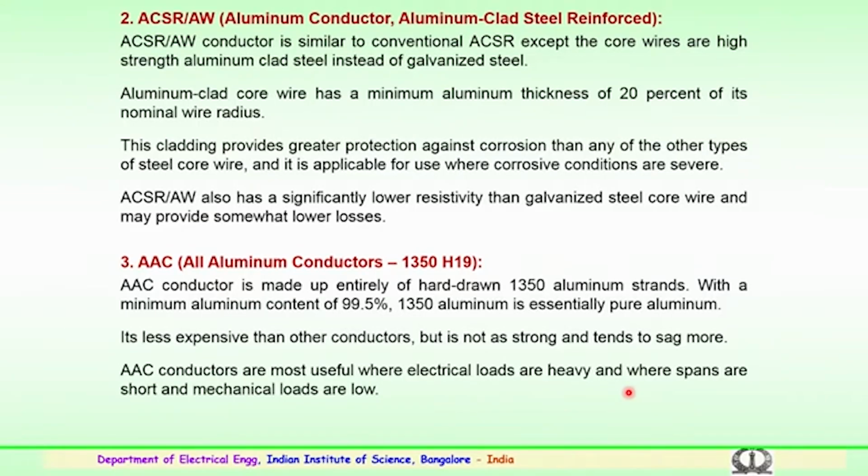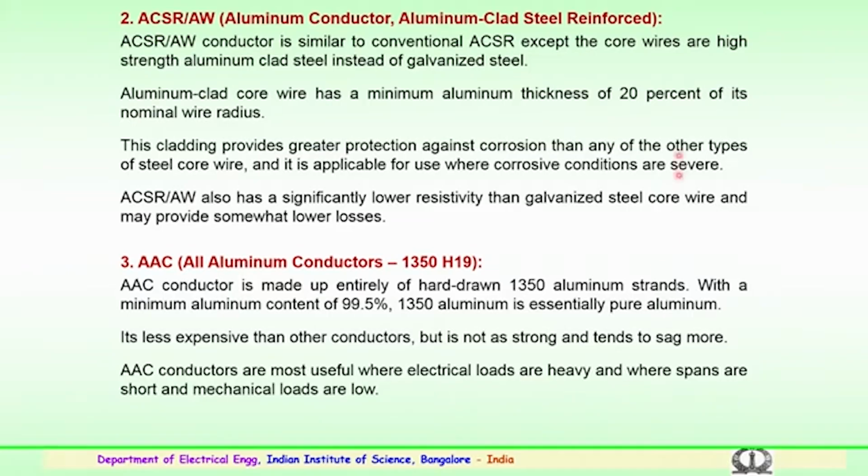That is one of the important points, and the cladding provides greater protection against corrosion than any of the other types of steel core wire, so it is applicable in areas where corrosive conditions are very high or severe. The ACSR AW type of conductors also have significantly lower resistivity than galvanized steel core wire, and they may provide somewhat lower losses in comparison to the ACSR type of conductors.